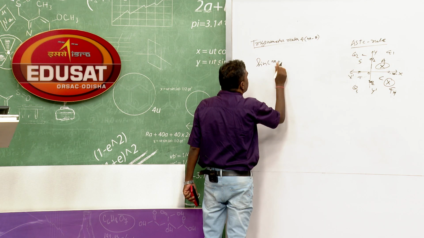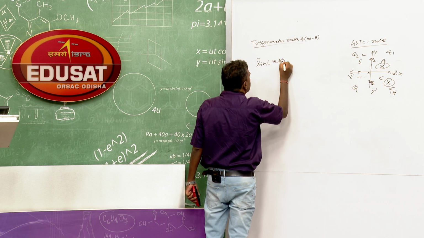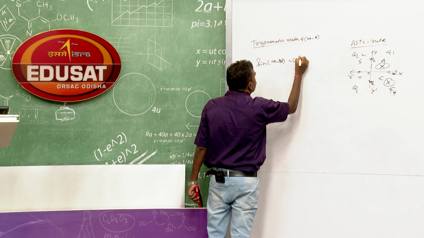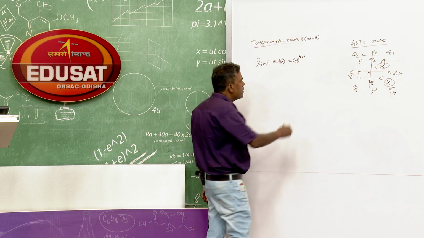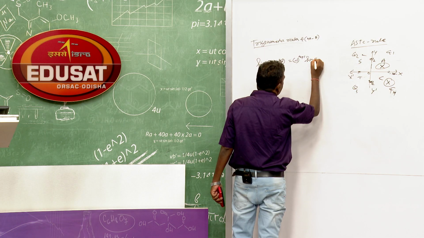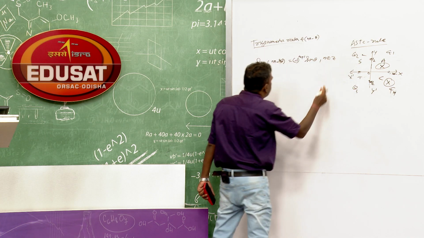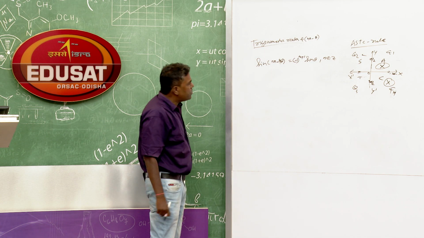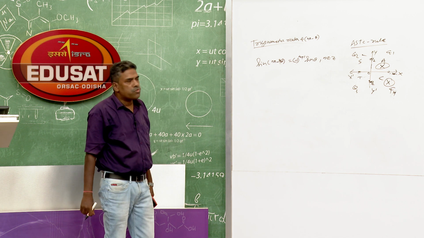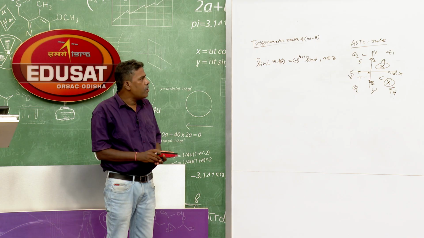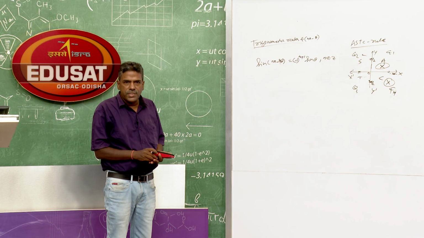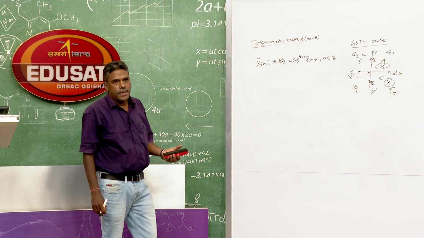Sin n pi minus theta is equal to minus 1 to the power n plus 1 sin theta, where n belongs to Z. Z is the set of integers.